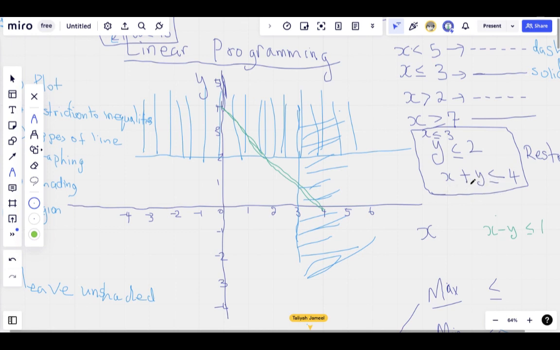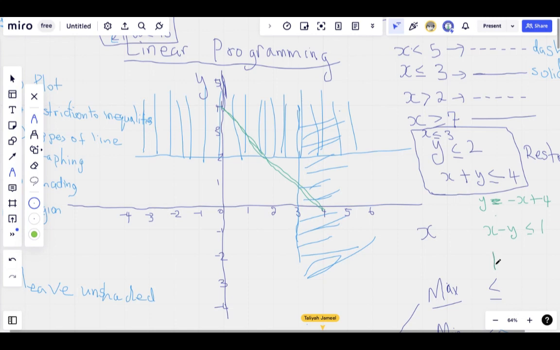In case you don't know what you should do, you make y the subject. You bring x to this side, assuming this is a normal equation, assuming that this is equal to the equation. This is just an assumption for you to be able to get your table and plot the line graph. So you bring x to this side, it becomes minus x plus 4. This is a normal linear function.